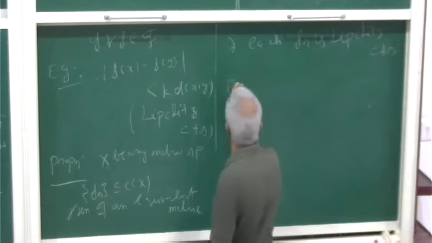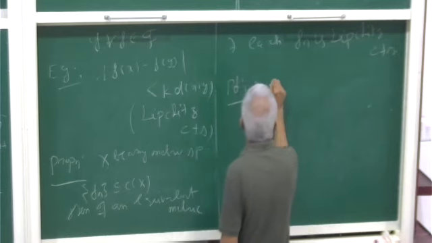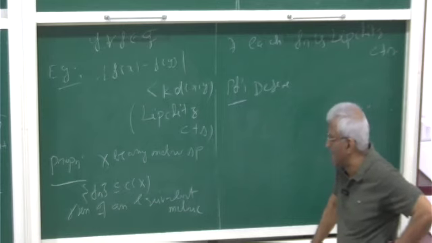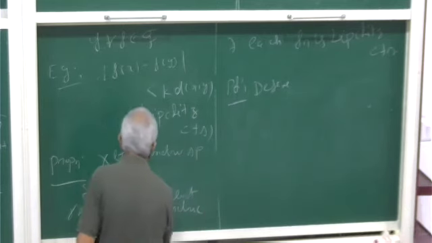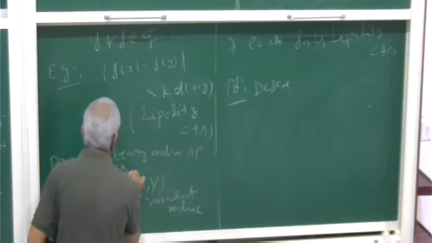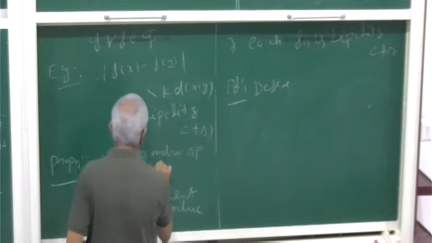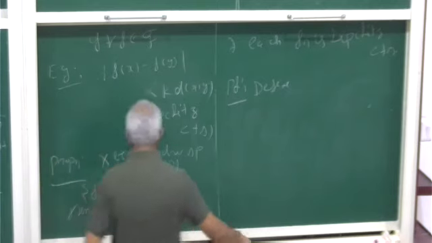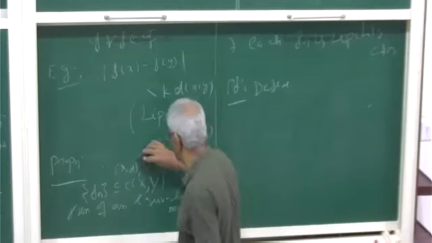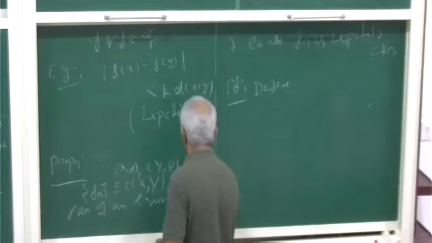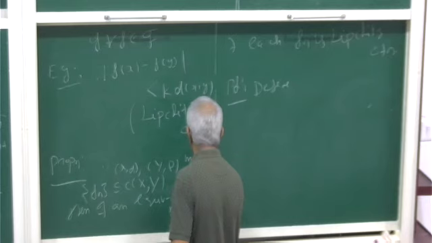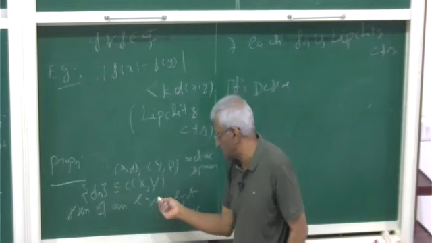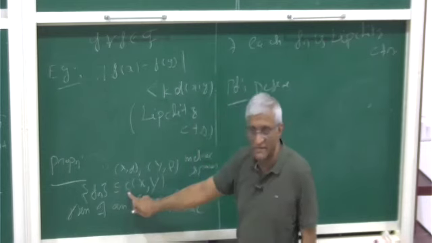So the proof is: let's take C(X,Y), with X with metric d, and Y with metric rho. I'm sorry to change; it is general. We have two metric spaces, X with d, Y with rho, and continuous functions from X to Y.